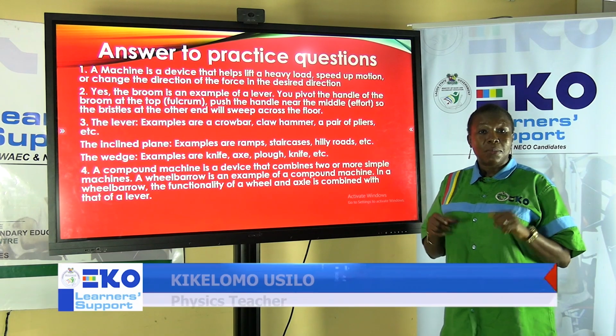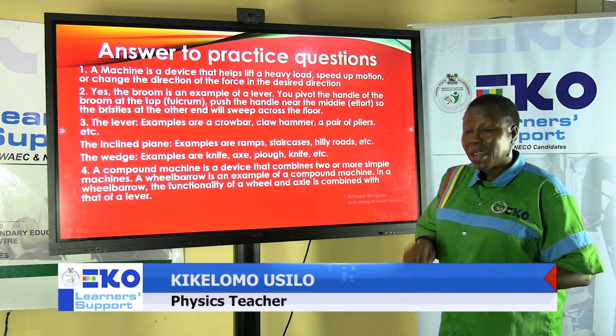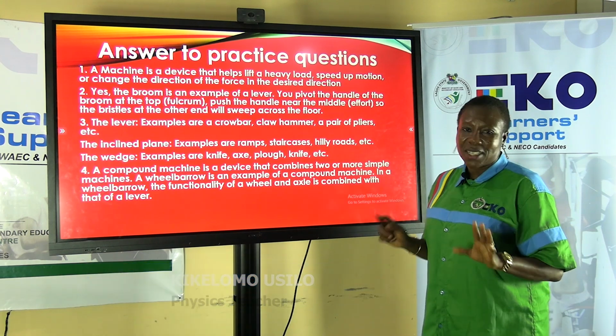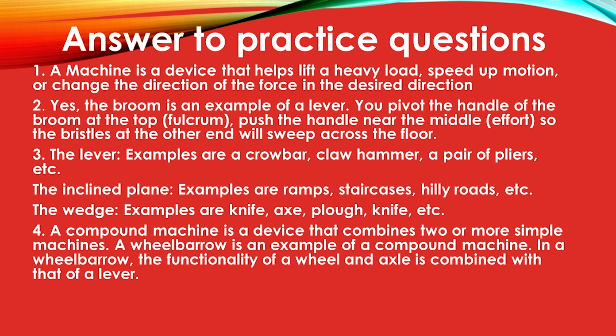And what is a compound machine? A compound machine is a device that combines two or more simple machines. A wheelbarrow is an example of a compound machine. In a wheelbarrow, the functionality of a wheel and axle is combined with that of a lever.